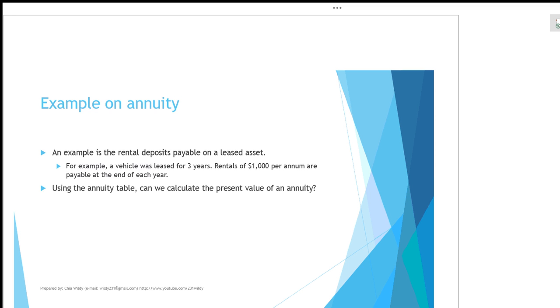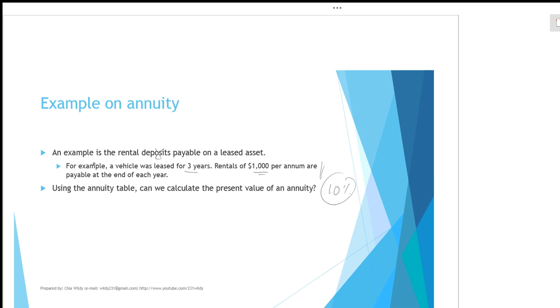How does it do so? Let's look at this example. Using the same example that we saw just now, rental payable on a leased asset, a lease for 3 years, and rentals of 1,000 per annum are payable at the end of each year. So what is the present value of this annuity? Very simple. We also assume a 10% rate, which I did for the rest of my examples. Again, it can be 5%, 7%, whatever it is, but for my example, it's 10%.